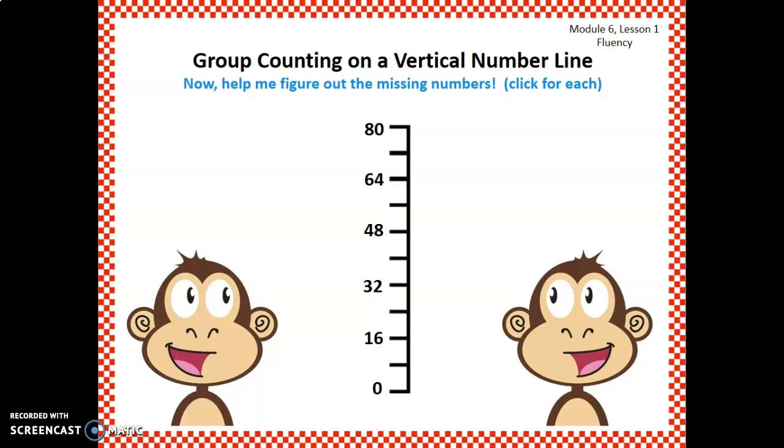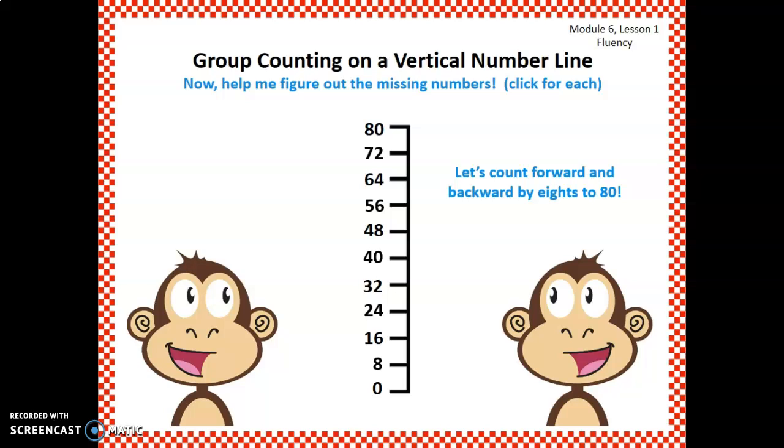I'm looking at this one and I think I've already figured out the pattern here. Let's see if you can figure it out. What would be halfway between 0 and 16? 8. Oh, that's what I thought. So we've got 8, 16. What's next? 24, 32. Next. 40. Next. 48. Next. 56, 64. I bet you know. 72. Let's count forward and backward by eights.